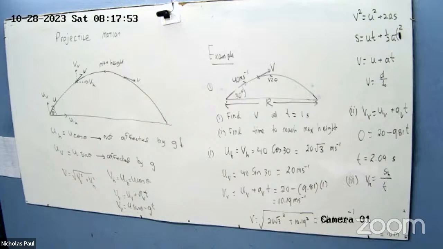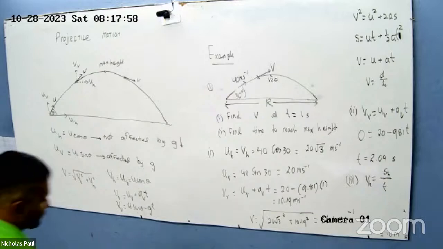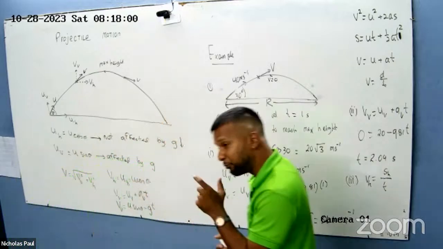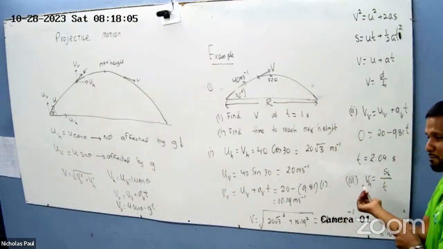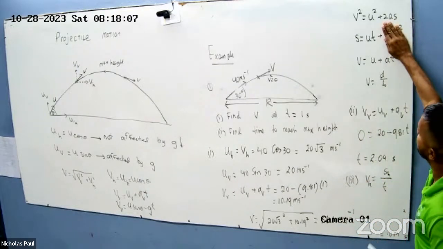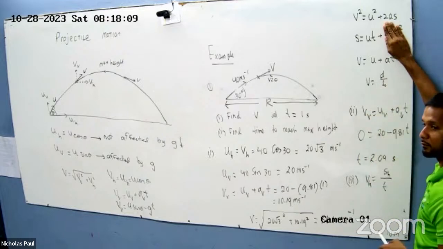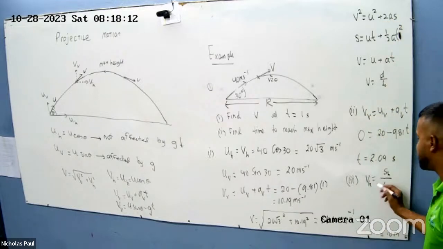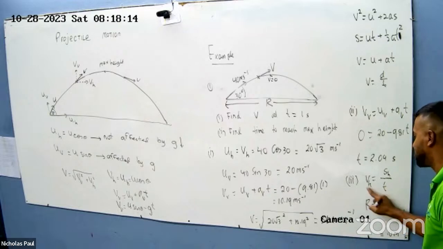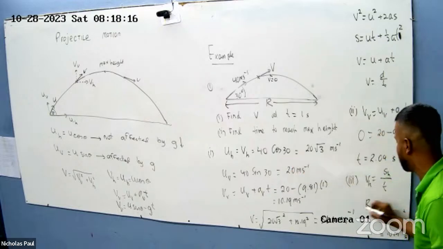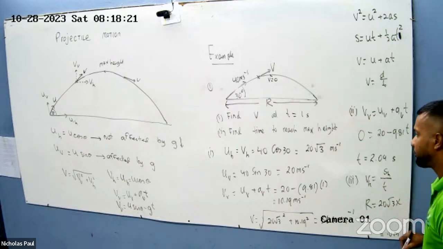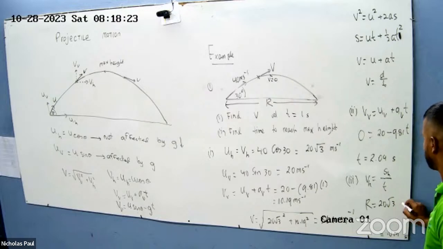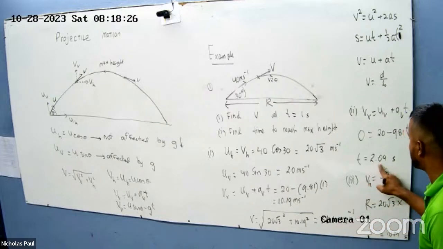Yeah. That's probably done. It's technically correct, because if you take off this, it becomes this. Right, so R will be equal to the horizontal velocity, which was 20 root 3, times T. And T was 2 times this.